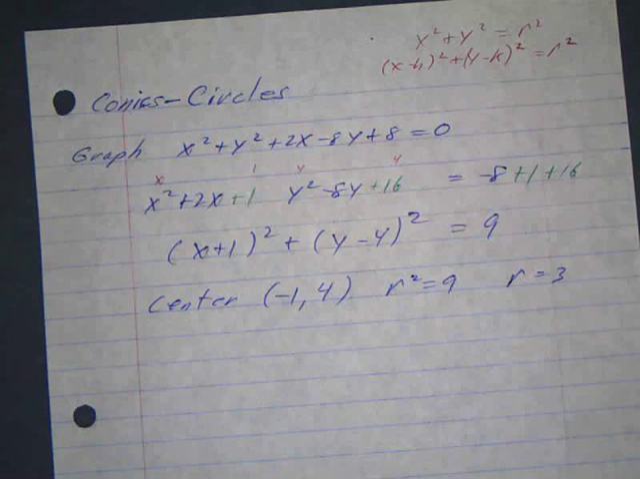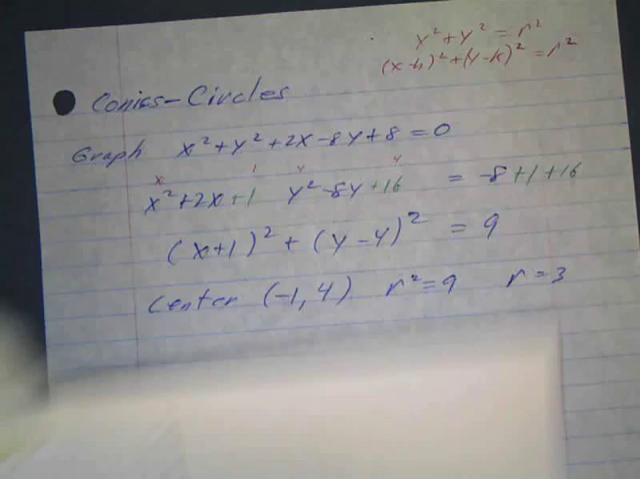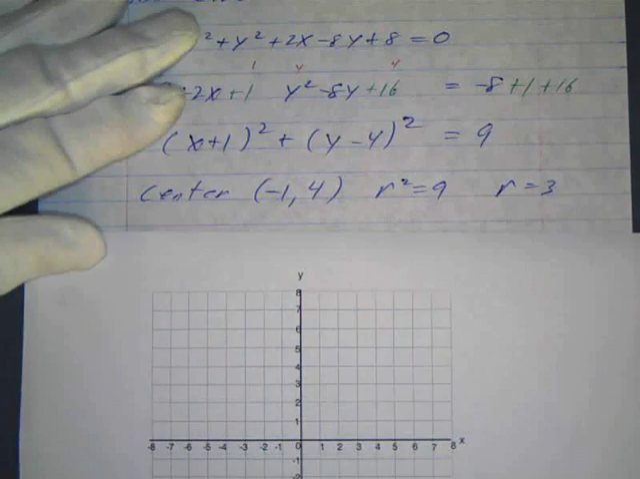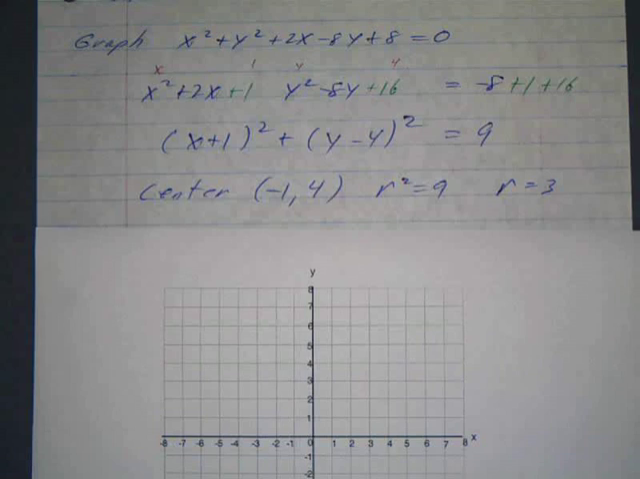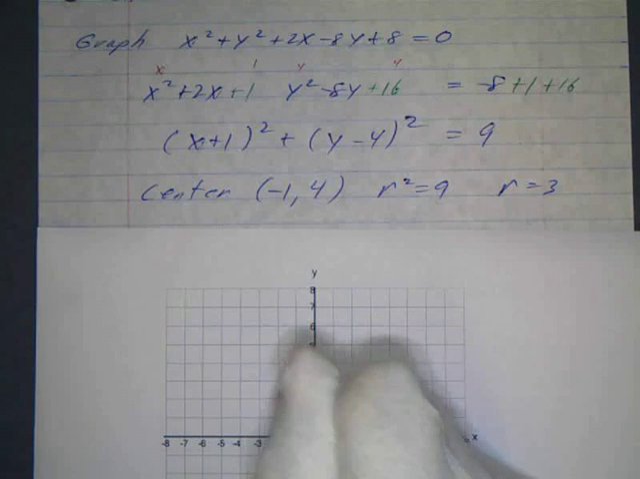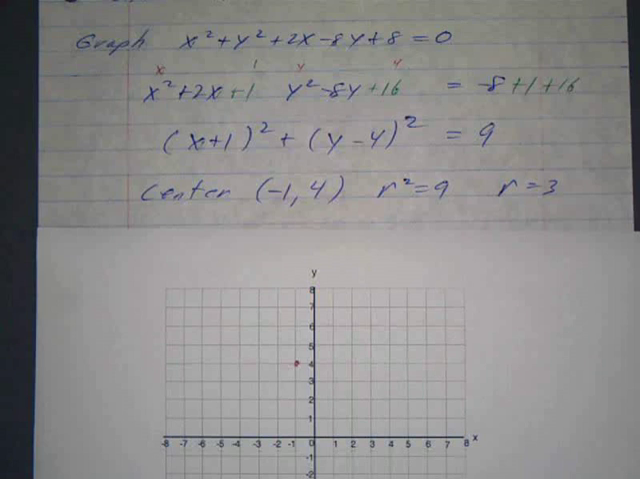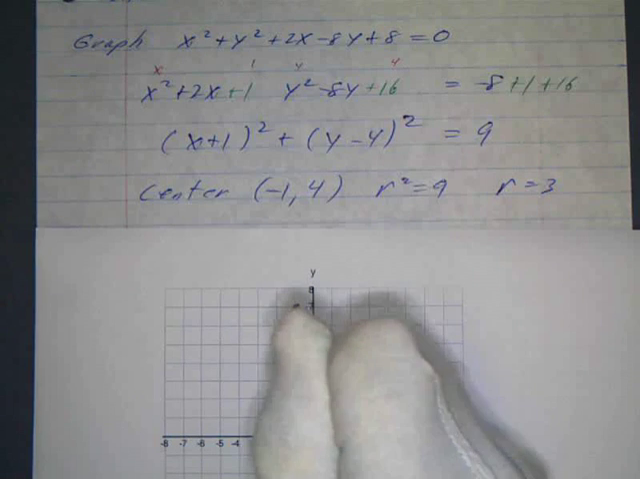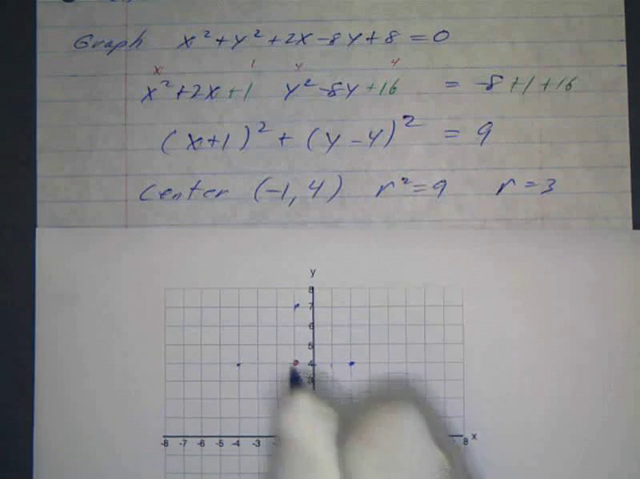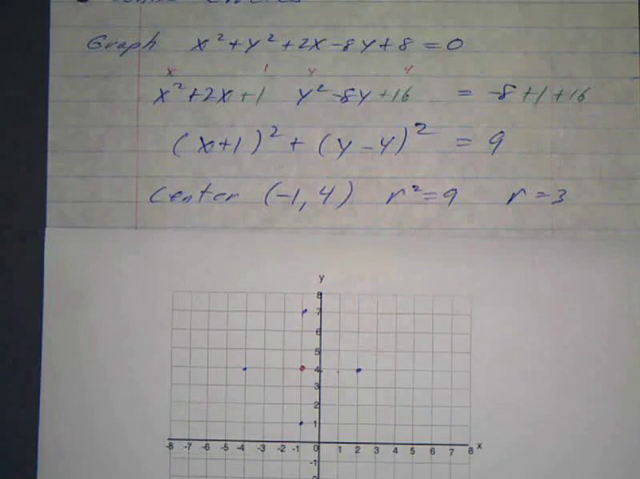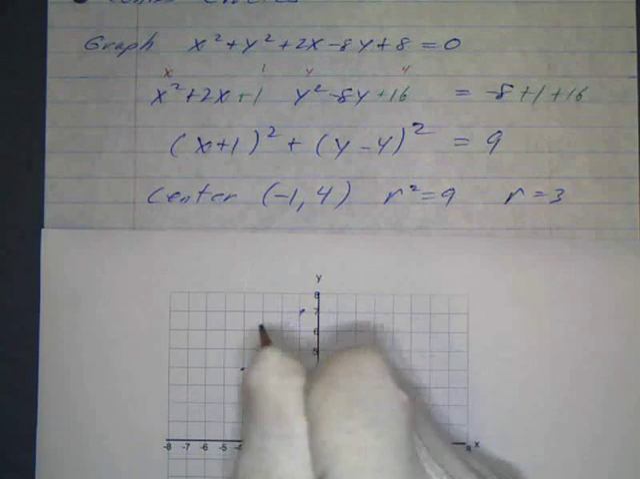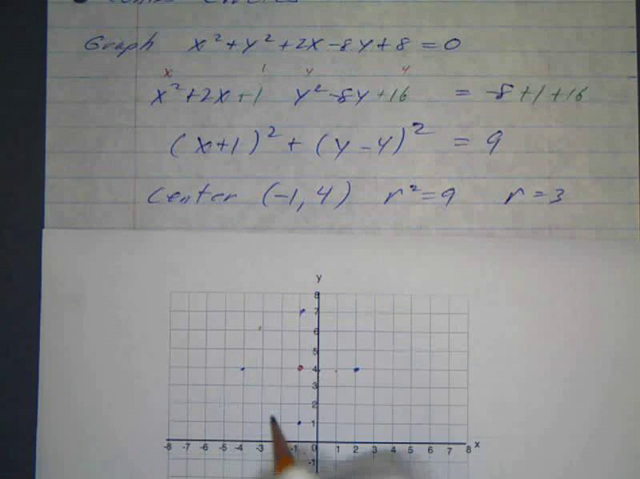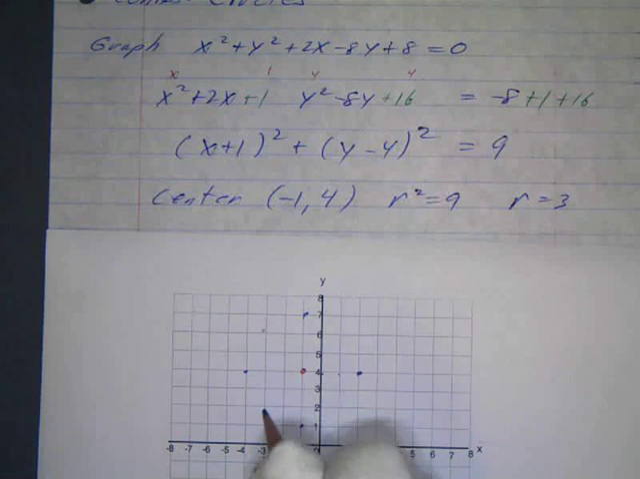Get out our trusty graph paper. And you find your center, which is at -1, 4. And then your radius is 3, so I'm going to go 3 in each direction. Up 1, 2, 3, back 1, 2, 3, and down 1, 2, 3. I'm trying to get some points here to make it kind of curved, make sure I keep it within that.